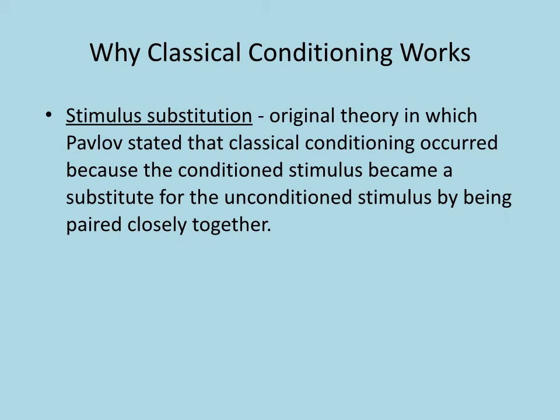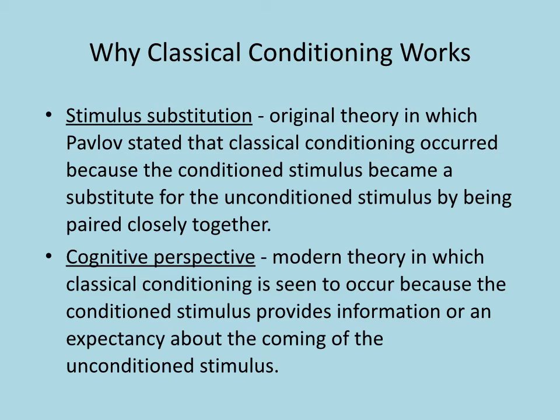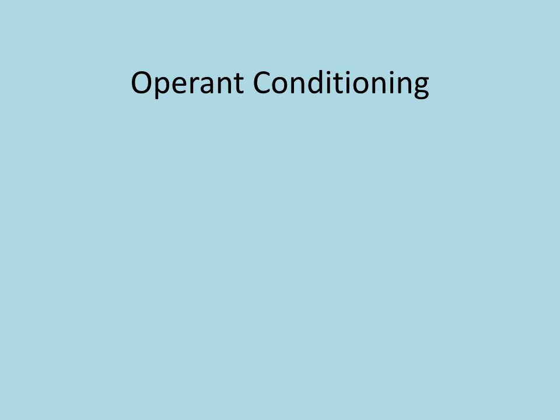Okay, now Pavlov believes that classical conditioning occurred because the conditioned stimulus became a substitute for the unconditioned stimulus, because they're paired together, which means the dog didn't respond to the food, he responded to the bell, which meant food. So he's just swapping out one for the other. Now, the cognitive perspective believes classical conditioning occurs because the conditioned stimulus provides information or an expectancy, that the dog has learned that the bell is a heads-up signal that the food is coming. So both of those.